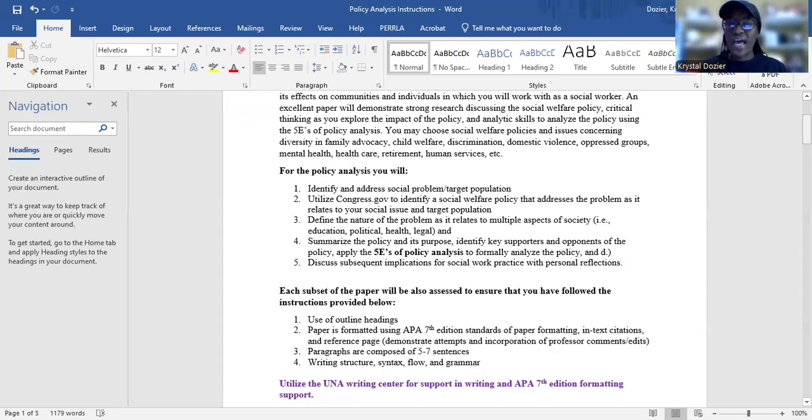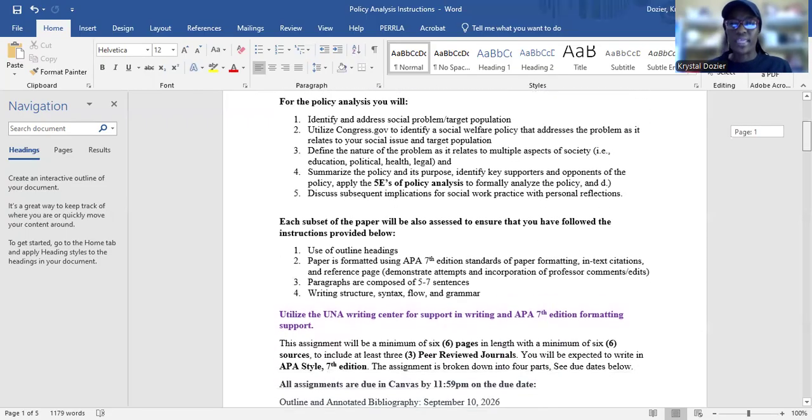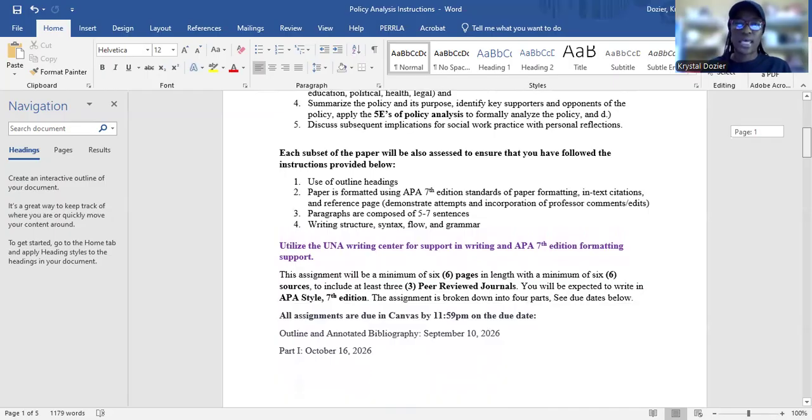Then we will apply the 5 E's of policy analysis to formally analyze that policy. Lastly, you're going to talk about implications for social work practice. Why does this matter? You're also going to do a personal reflection of how this policy analysis impacted you as a social work student, exploring the social issue and how it impacts the target population, and just conducting that analysis.